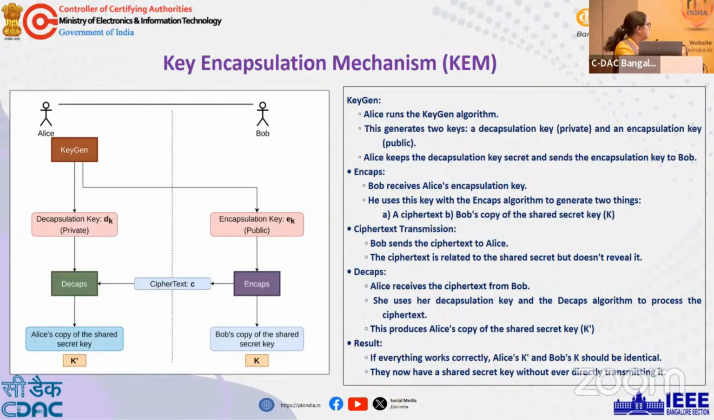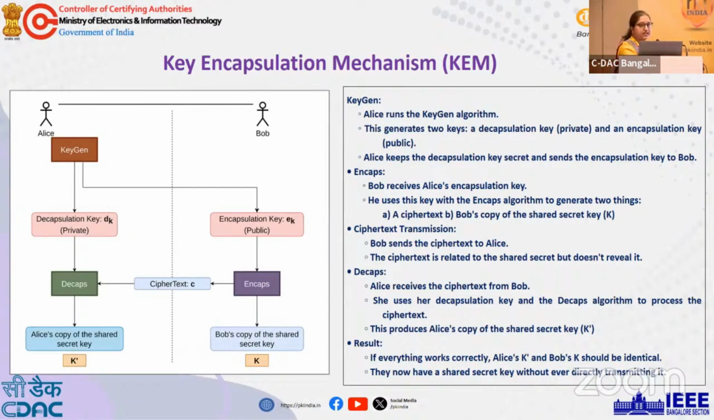Alice will use the key generation algorithm and generate a decapsulation key, that is DK, which is the private key, and an encapsulation key, EK. The EK will be shared with Bob, and Bob will use the encapsulation algorithm. He will generate one shared secret key K and a ciphertext. This ciphertext he will share with Alice.